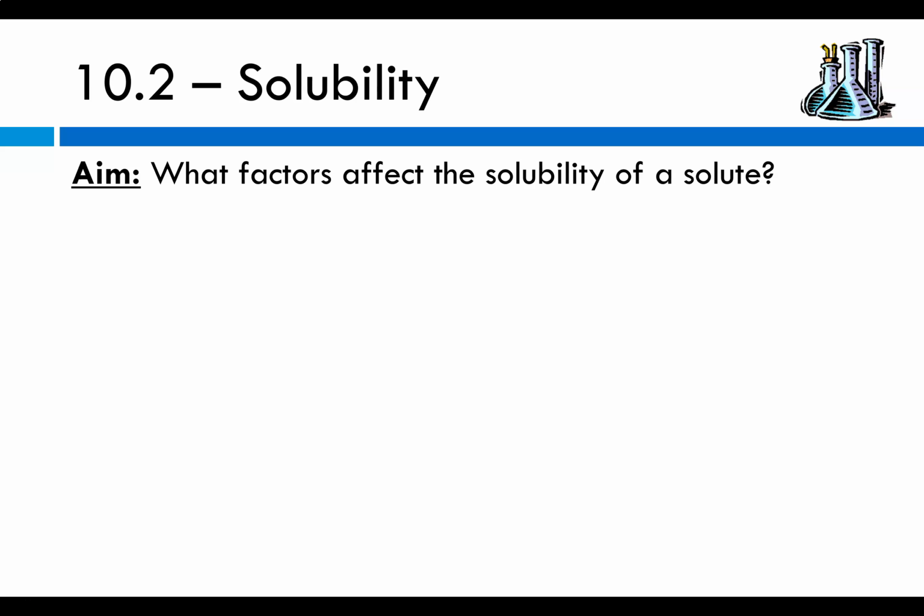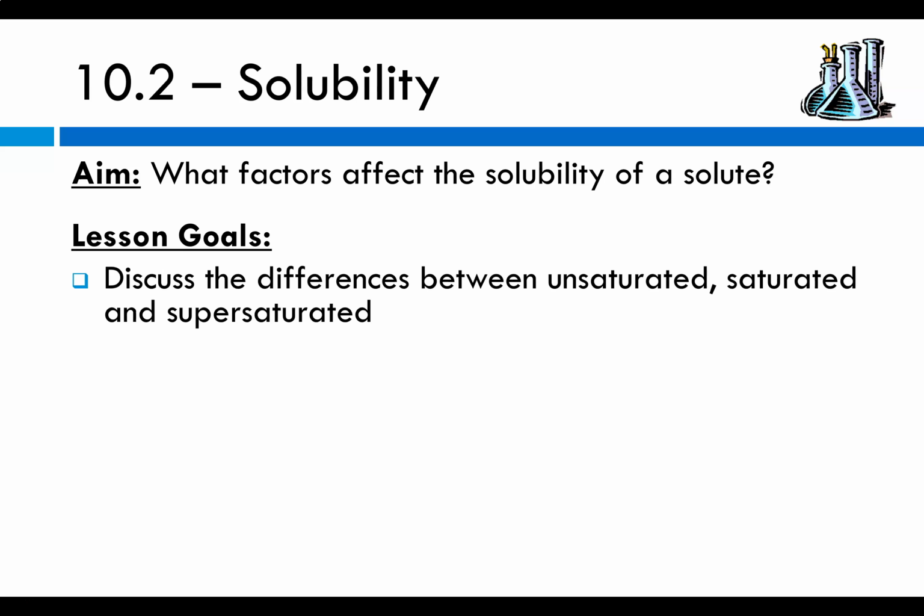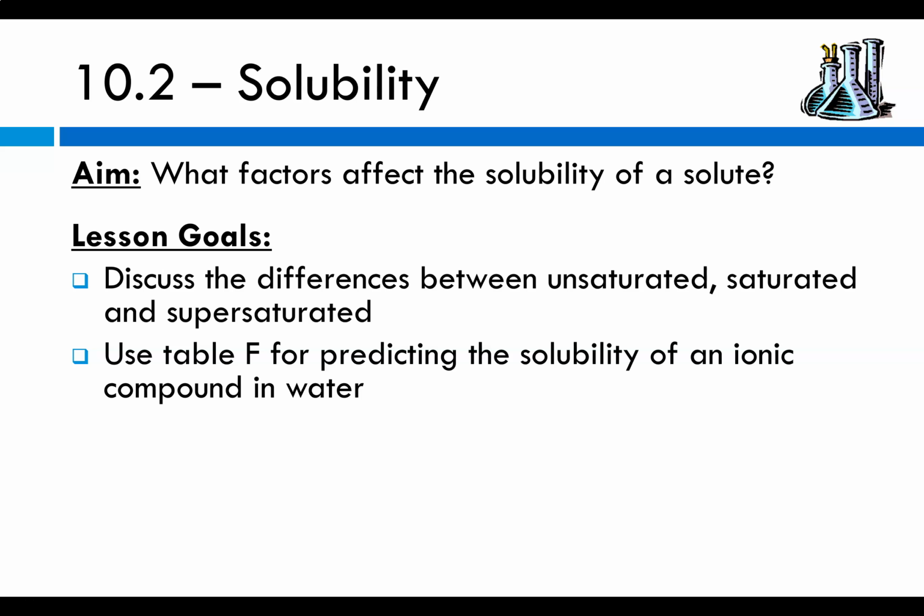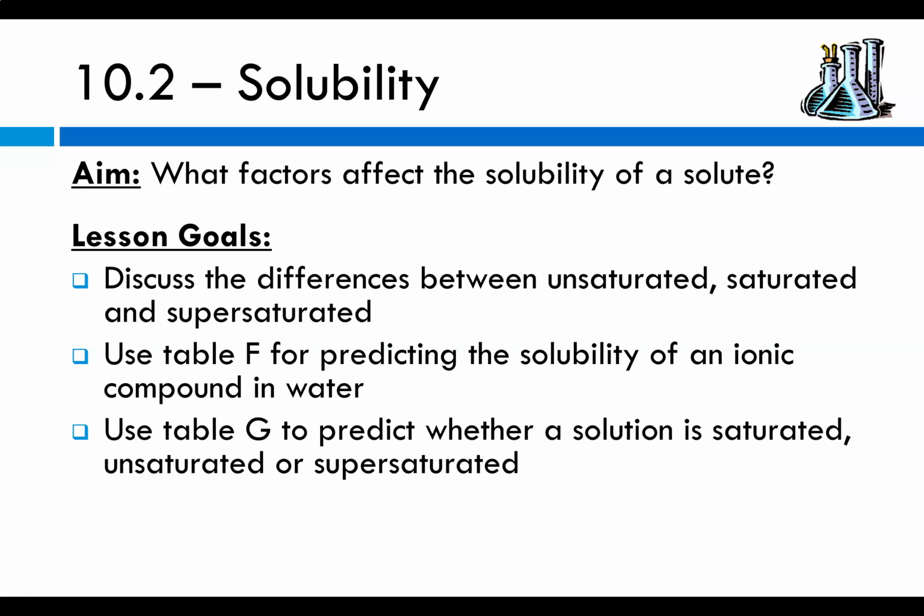Today we're going to talk about the different factors that affect the solubility of a solute. Lots to do today. First we're going to discuss the differences between saturated, unsaturated, and supersaturated solutions, so some terminology to tackle. We're going to use table F for predicting the solubility of an ionic compound in water, and we're also going to use table G to predict whether a solution is saturated, unsaturated, or supersaturated. So you definitely want to have your reference tables handy for today.